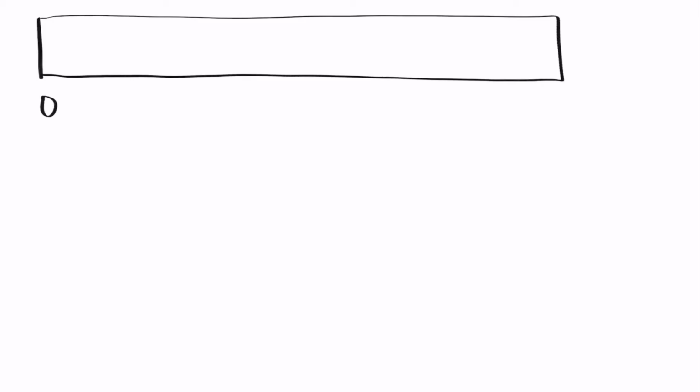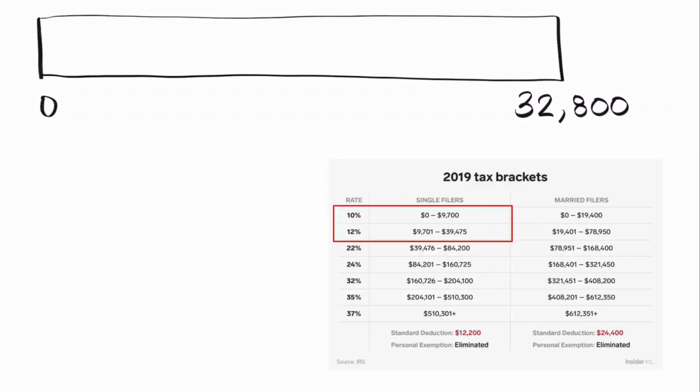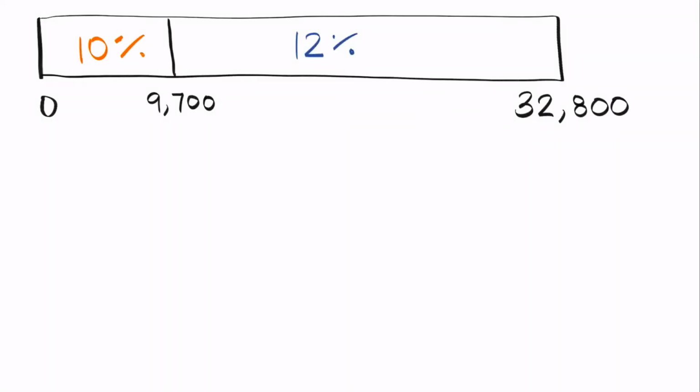I'm going to draw a long box to represent Elmira's taxable income, starting at zero and going up to her $32,800. According to the tax bracket table, the first bracket goes from zero to $9,700, so I'll indicate that here. Still using that tax bracket table, I see that the first bracket is taxed at 10%, so I'll put that in the first box. I also see that the next bracket is taxed at 12%, so I'll put that in the second box. Now that I have my visual, I can set up an expression to start calculating.